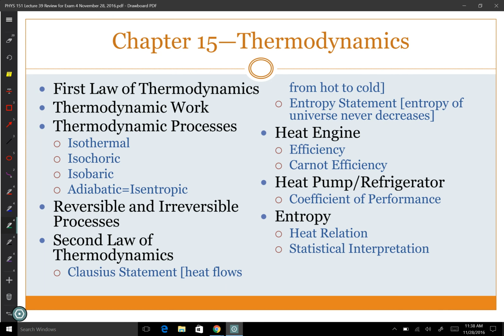Okay, last chapter, chapter 15 on thermodynamics. We have 4 laws of thermodynamics, starting with the 0th law. So what was the 0th law of thermodynamics? A equals B, B equals C, then A equals C. Okay, if object A is in thermal equilibrium with object B, and if object B is in thermal equilibrium with object C, then object A is in thermal equilibrium with object C.